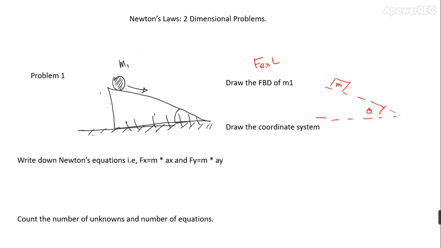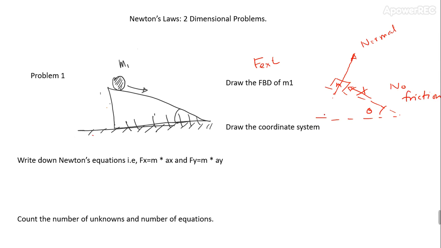Now there is a force which is acting perpendicular to the inclined plane, which is called the normal force, and this is the force of the inclined plane on the mass m. There is no force along the inclined plane because there is no friction.